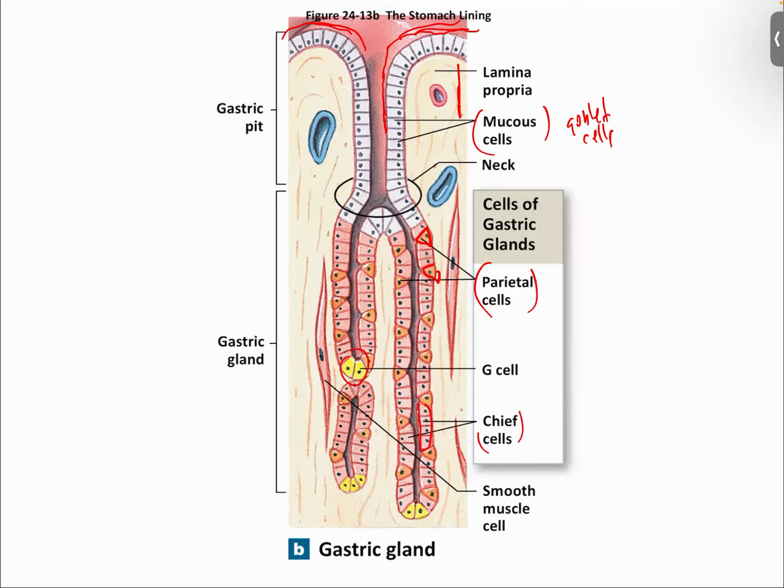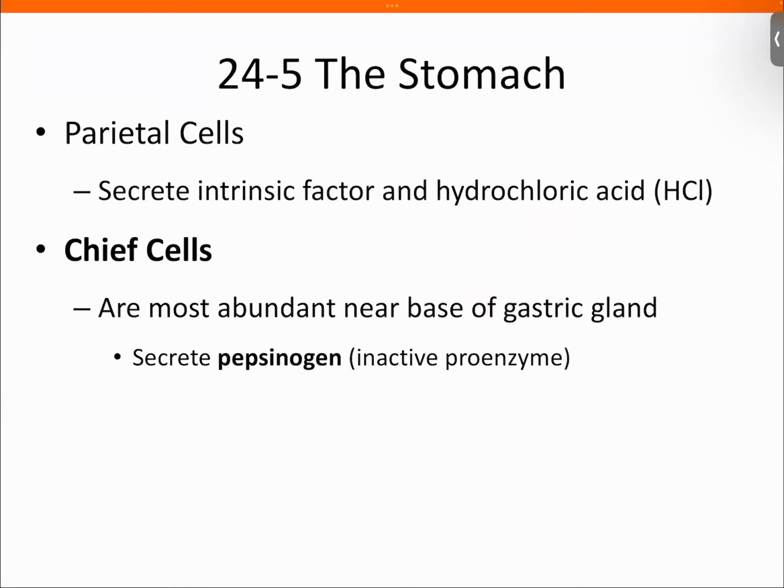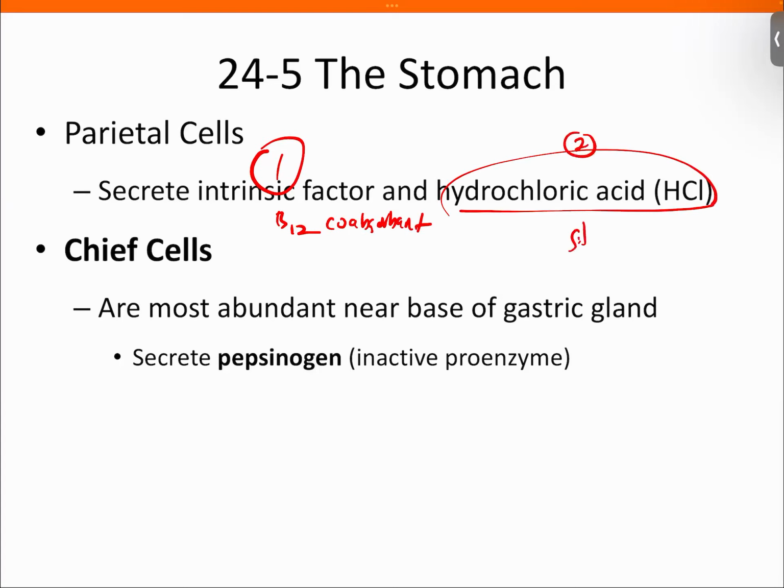And then every now and then you do see some smooth muscle interspersed in there for local undulations of the gastric pits, like if they need to move around or something like that. So basically what's going to happen is in the parietal cells, you're going to be busy making two things. Intrinsic factor, number one, where we talked about intrinsic factor, this is a B12 coabsorbent. And then it's also going to make the hydrochloric acid. This is the stomach acid.